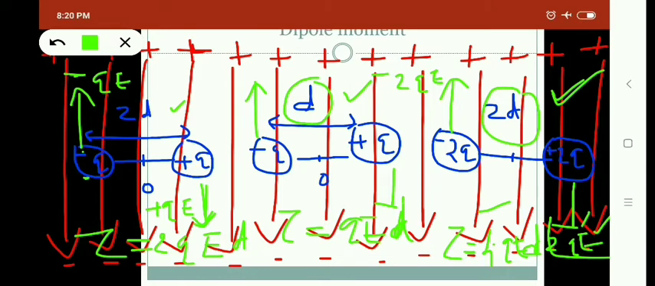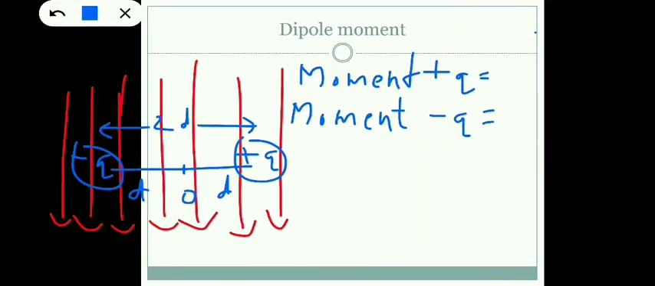So if I want to stop that particular dipole, I need to apply more and more force. So the effectiveness of torque depends upon two factors, that means the magnitude of charge as well as the distance between the two charges.